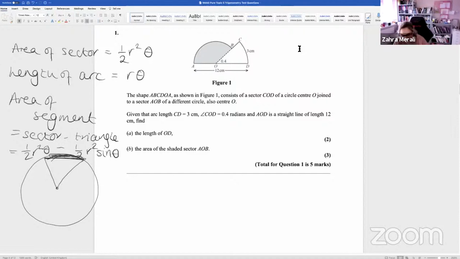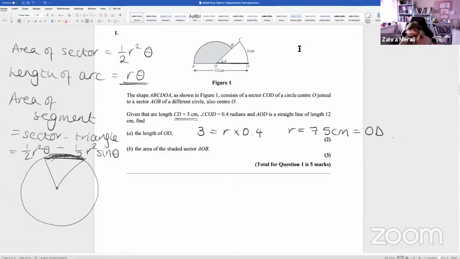So we've got a shape. We've been given the arc length, and we've got AOD is 12 centimeters. Okay, so if we want to work out the OD, which is going to be our radius, we can use this formula here, where we know the length of it is 3. So we know 3 equals r times 0.4. So therefore, r equals 3 divided by 0.4, which gives us 7.5 centimeters, which equals OD.